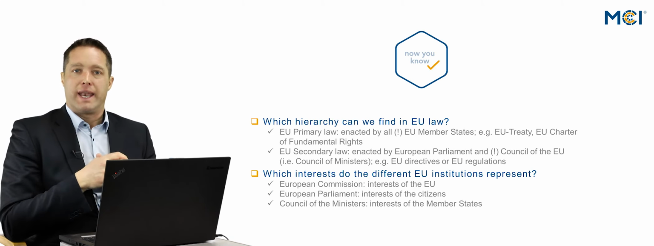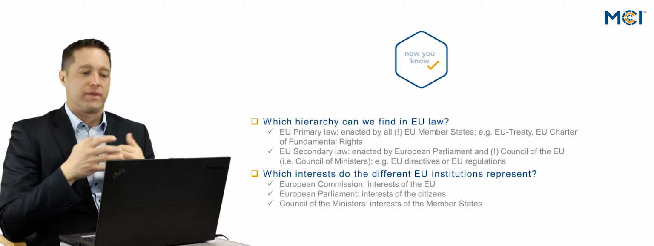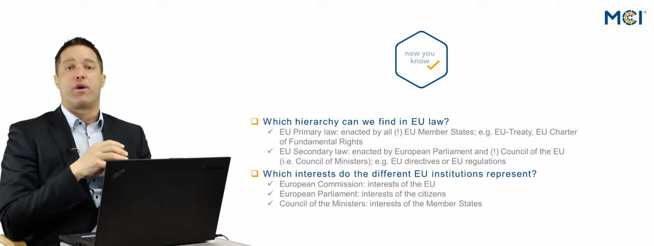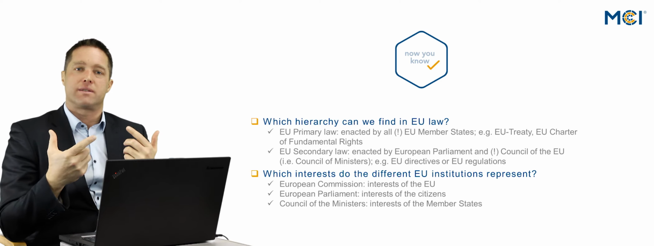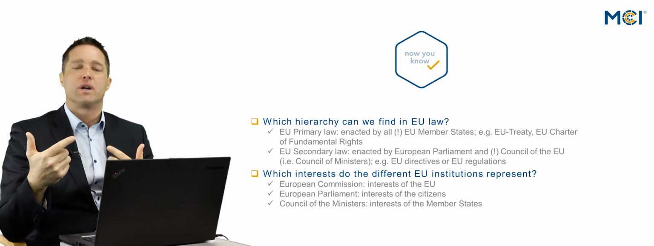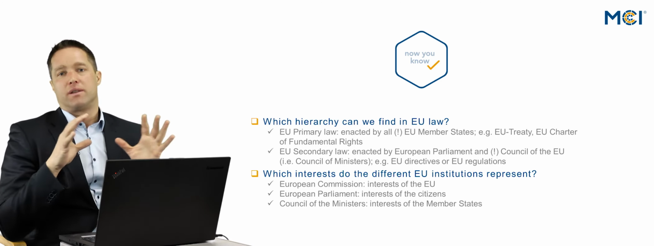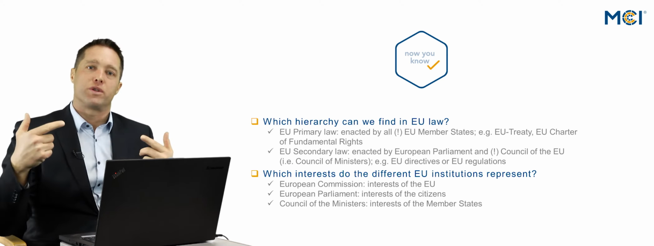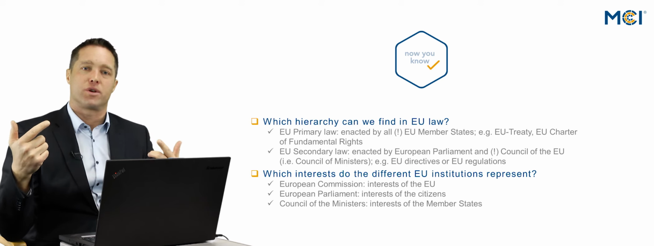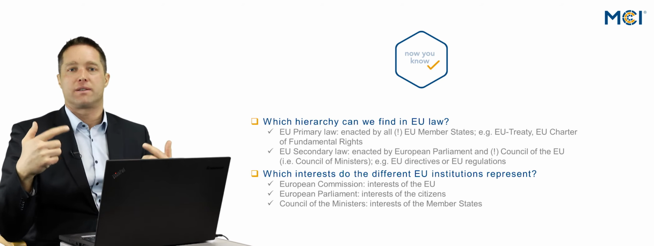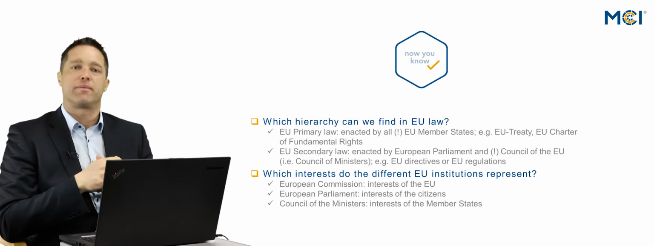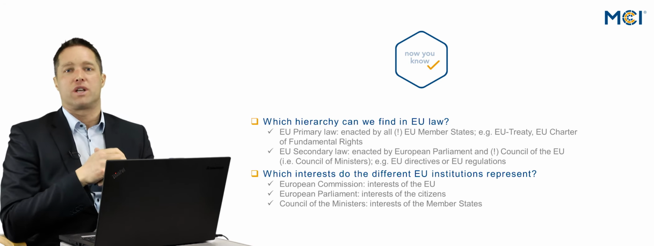So now you know the hierarchy that we can find in EU law. That's EU primary law on top, enacted by all member states, the EU treaties, the TEU, the TFEU, the Charter of Fundamental Rights. Those are all examples of EU primary law. And as you know, if you want to change just one word in those documents, all member states, important, all of them have to agree. If a single one of them does not agree, there can be no changes.